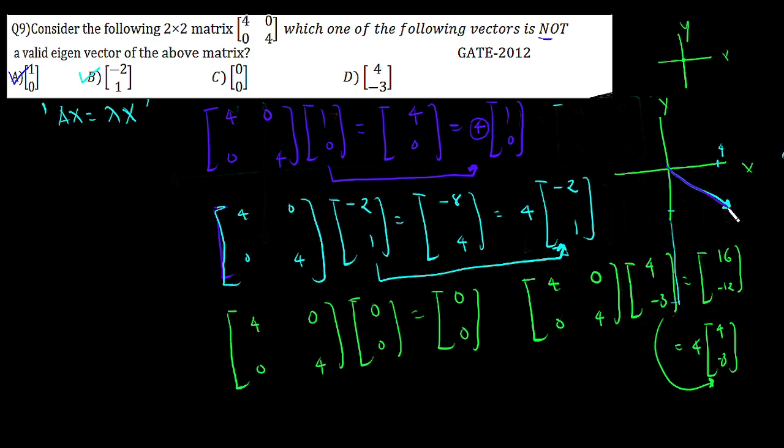In fact, it coincides with the initial vector, and it continues up to this new point, which is 16 comma minus 12. Now we can say this vector is not rotating in the space after multiplication with this matrix, but is just simply scaled by some scalar, and here the scalar is 4. So it is satisfying the definition of an eigenvector. So option D also contains the correct eigenvector, but only option C does not contain a valid eigenvector.